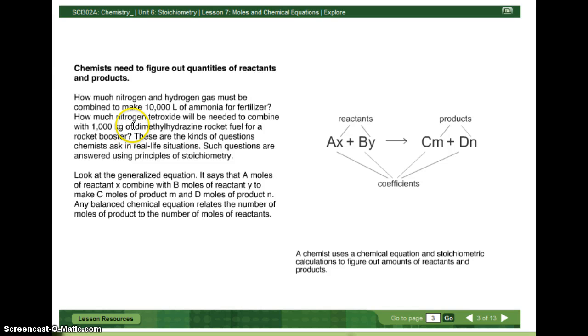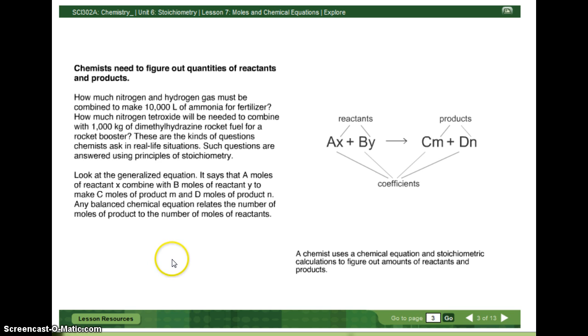Just a hint, when you are pronouncing the chemicals, please don't just read over them. Try and break it up. So I have di, meaning 2, methyl, and then hydra, like hydrogen, and then zine. And this one, tetra means 4, and then oxide, obviously oxygen.